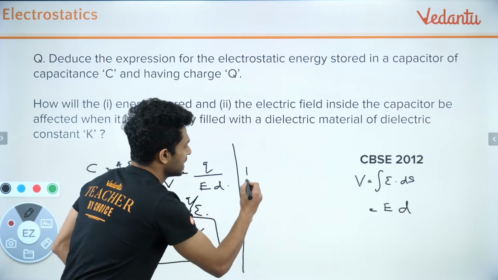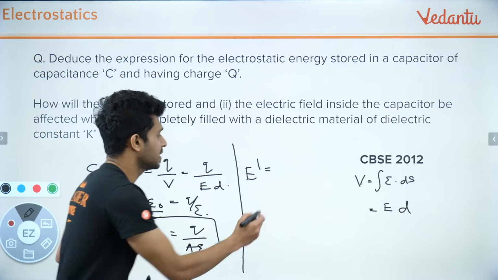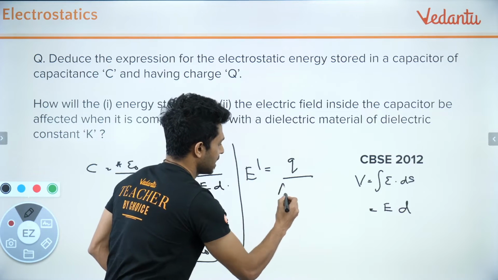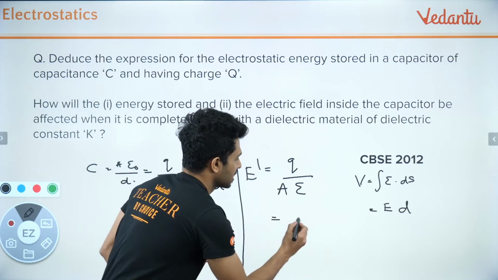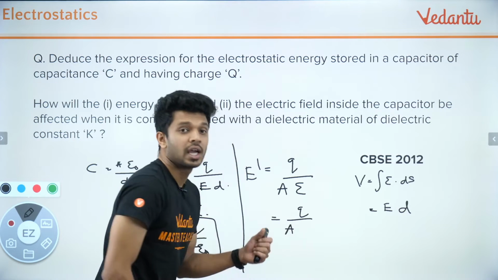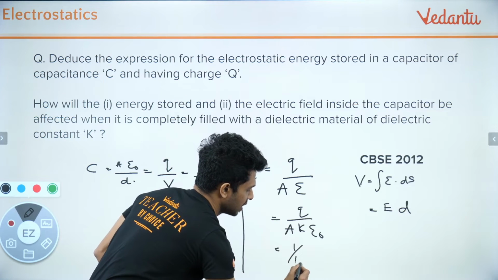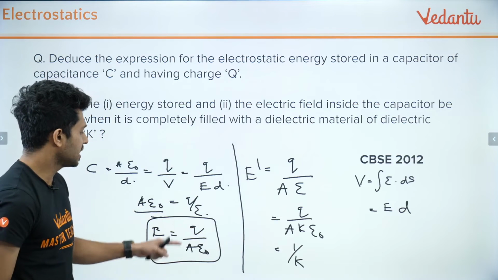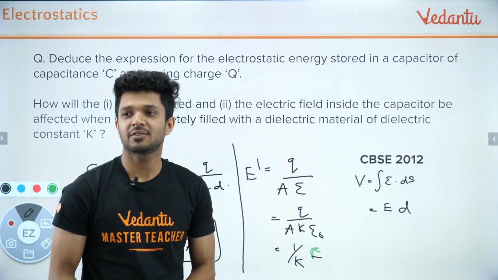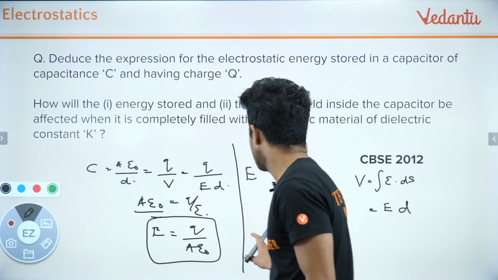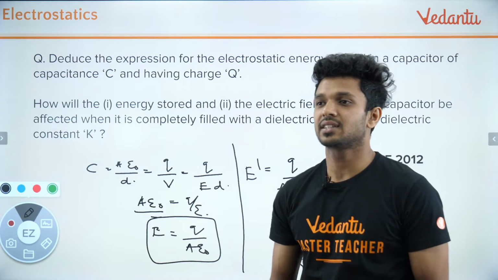Now, in the new case, what will be the formula for electric field? The charge will be the same, the area will be the same, but epsilon 0 will become epsilon, right? So Q divided by A into epsilon. How will you write epsilon? K times epsilon 0. So that is equal to 1 by K. Q by A epsilon 0 can be replaced by the previous electric field. Now understood? The new electric field is equal to 1 by K times the previous electric field.